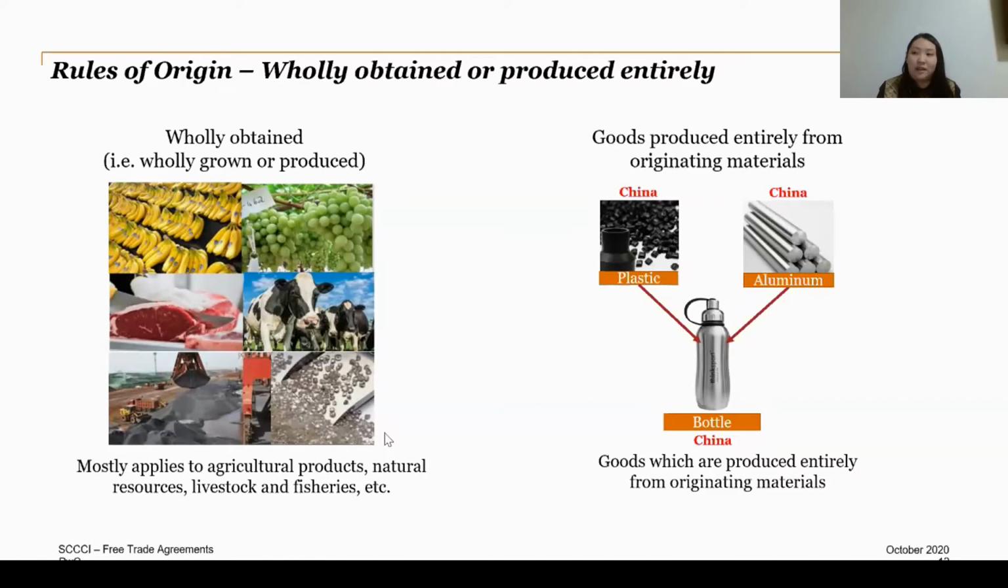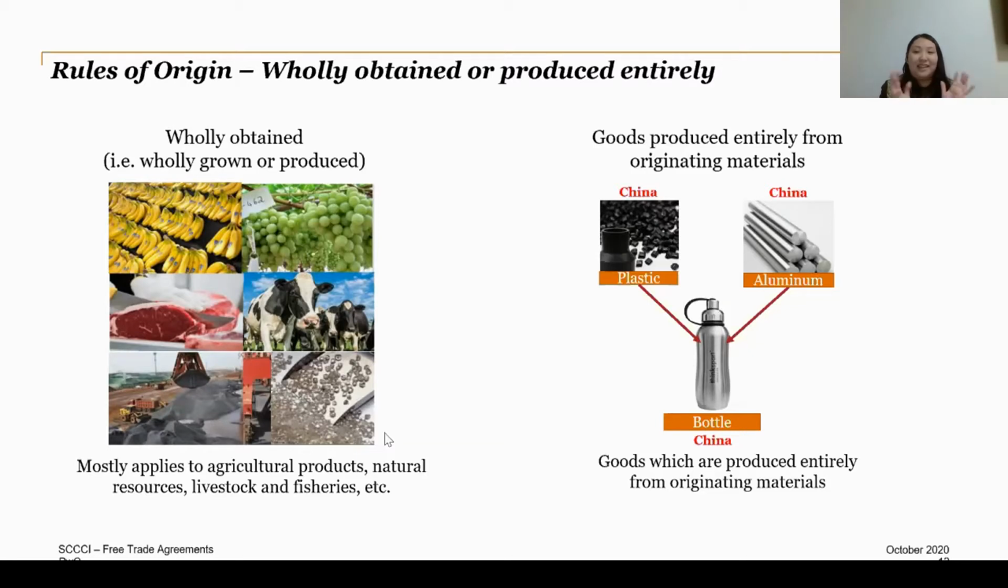So that's wholly obtained. A fun fact: many years ago, I heard from Singapore Customs, or was it the Ministry of Trade, that there were only two kinds of products qualifying under wholly obtained for exports from Singapore. Can anyone guess? It's actually orchids and ornamental fish, oddly enough. I'm sure now, with this bigger push for agriculture and everything, there might be more that we are qualifying under wholly obtained and exporting out from Singapore.